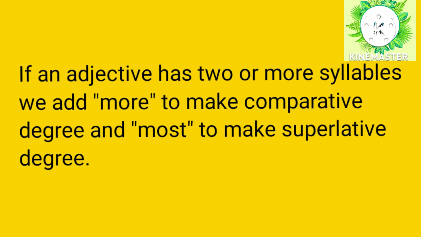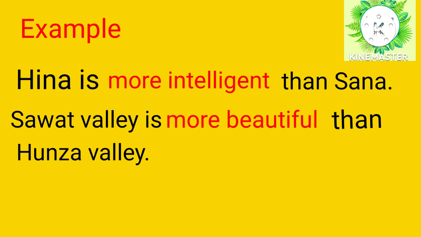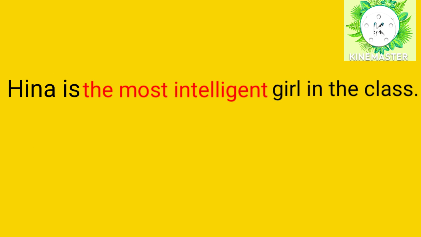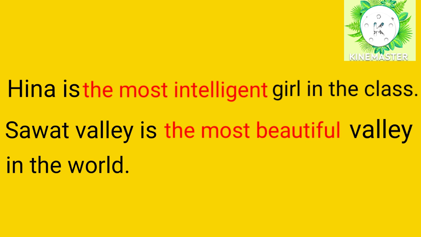If an adjective has 2 or more syllables, we add more to make comparative degree and most to make superlative degree. Example: Hina is more intelligent than Sana. Sawat Veli is more beautiful than Hunza Veli. Hina is the most intelligent girl in the class. Sawat Veli is the most beautiful valley in the world.